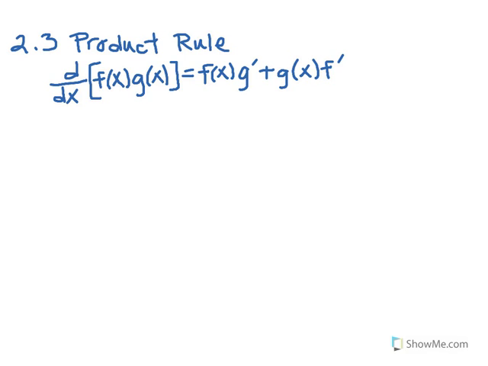In this section, we're going to learn about our first two derivative rules. The first one is the product rule, and this is what it says. It says d/dx, the derivative, of the product of a function f of x and another function g of x is equal to f of x times g prime, so that's the derivative of g, plus g of x times the derivative of our function f.